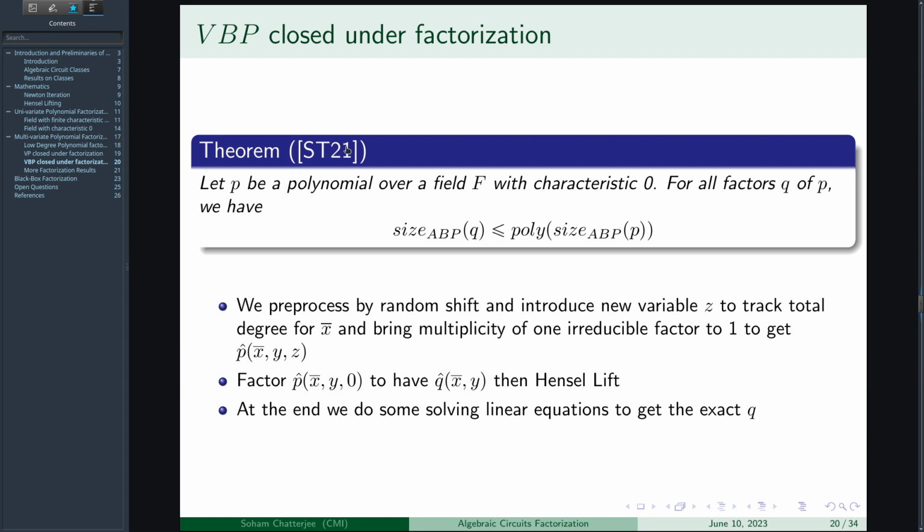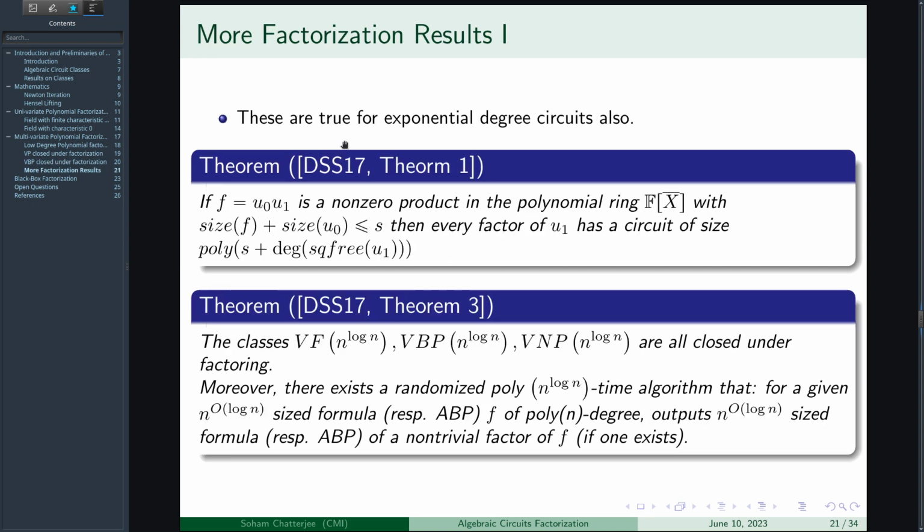So what he did was that he didn't make it monic. In the end, when all the lifts are done, he did a system of linear equation solving to get the exact factors. Basically, by solving a system of linear equations, he tries to find the exact unit which actually gives us the factor.